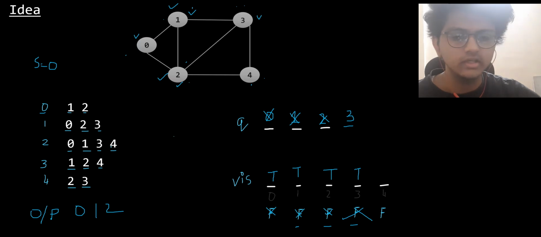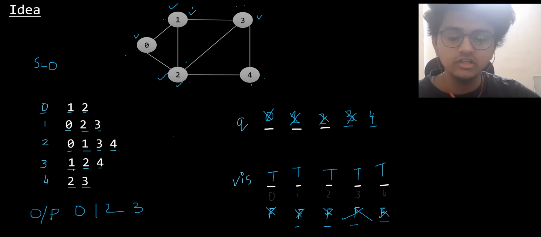0, 1, 3 are already visited. True, true, true, true. But 4 is not visited, it is false. So we will enqueue 4 and mark it as true. And then we will dequeue 3 from the queue and print it on the output screen and enqueue all its neighbors.